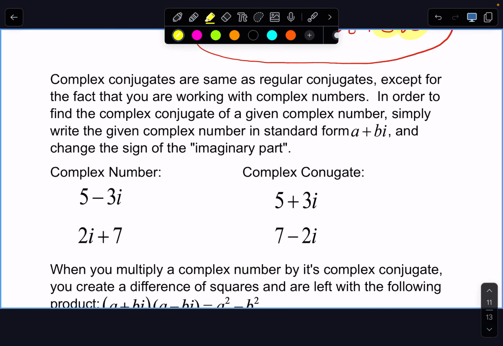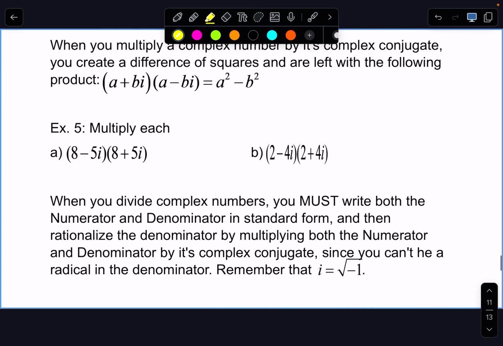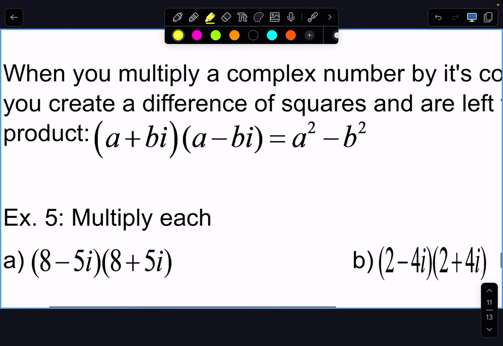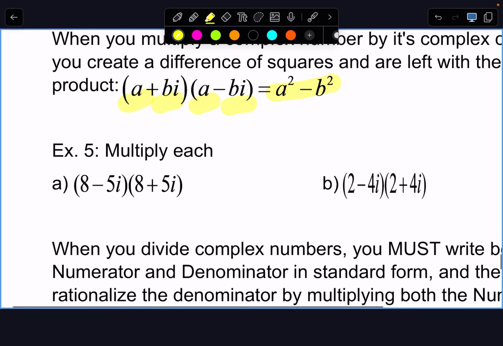2 more things. Guys, good news. We already did this. A conjugate is a conjugate is a conjugate is a conjugate. Whether it's just radicals or i's. To find the conjugate, you change the middle sign. Remember also, the difference of squares works for i as well. Let me show you how.